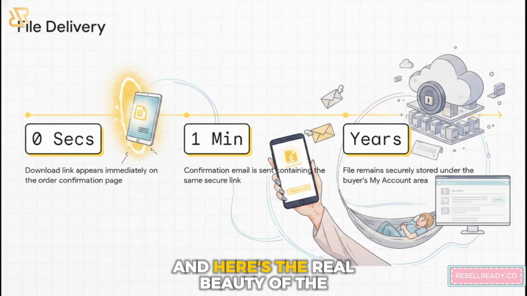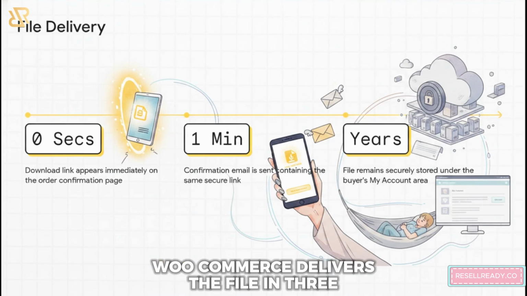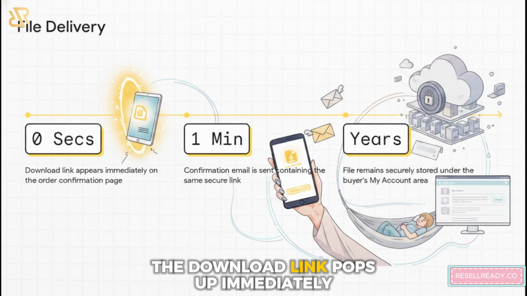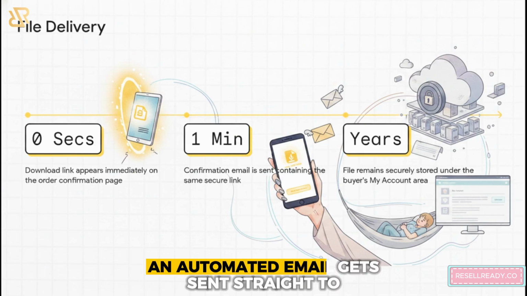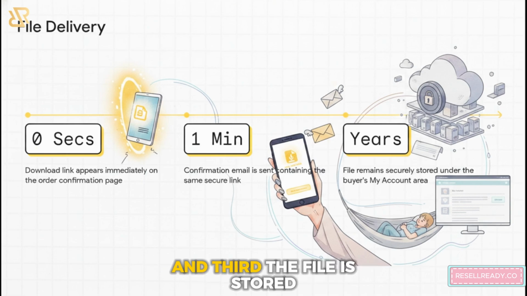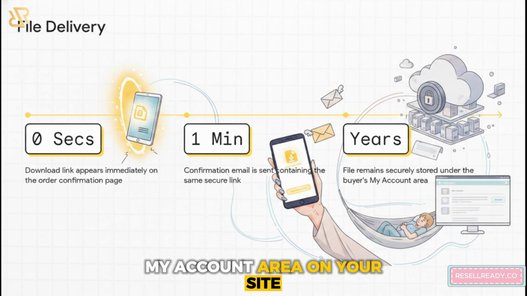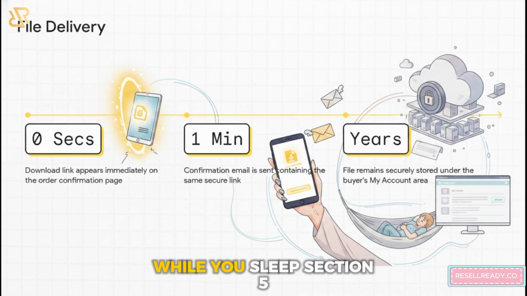And here's the real beauty of the automated customer journey. When it's all set up correctly, WooCommerce delivers the file in 3 layered ways simultaneously. First, the download link pops up immediately on the order confirmation page. Second, an automated email gets sent straight to their inbox with that exact same link. And third, the file is stored permanently in their My Account area on your site. Once you build this setup, the delivery genuinely happens flawlessly while you sleep.